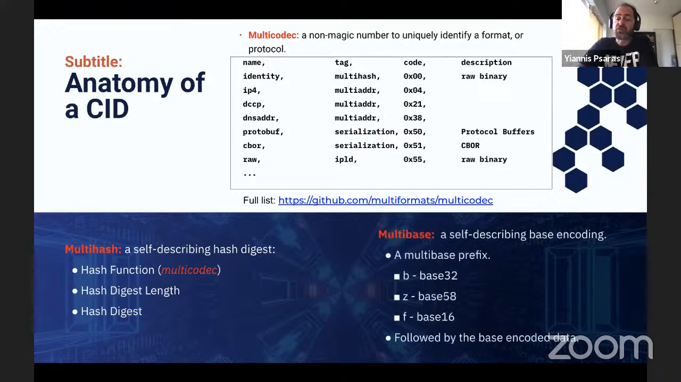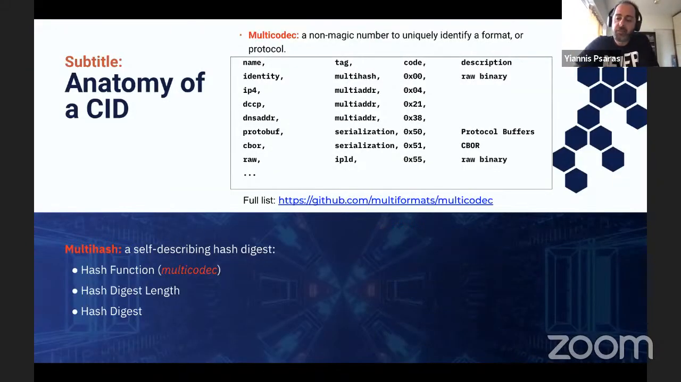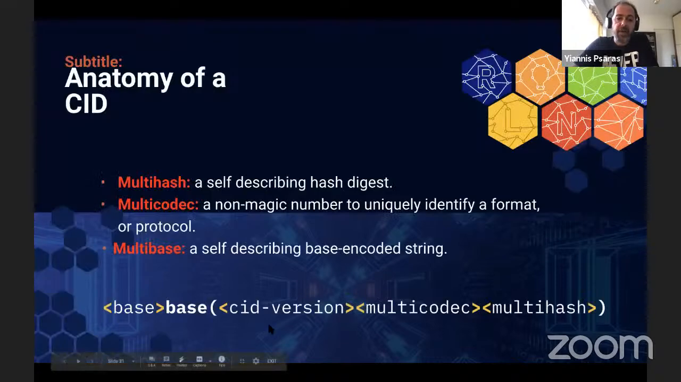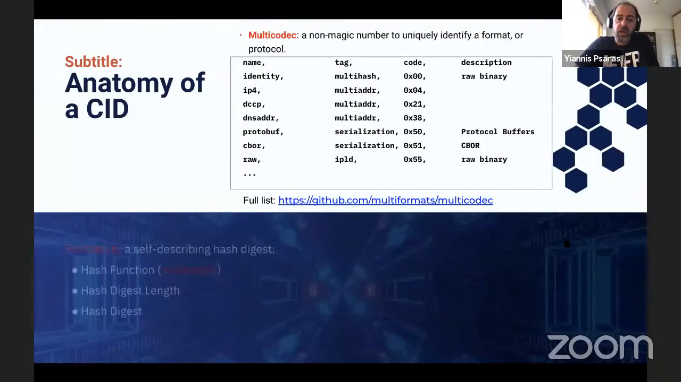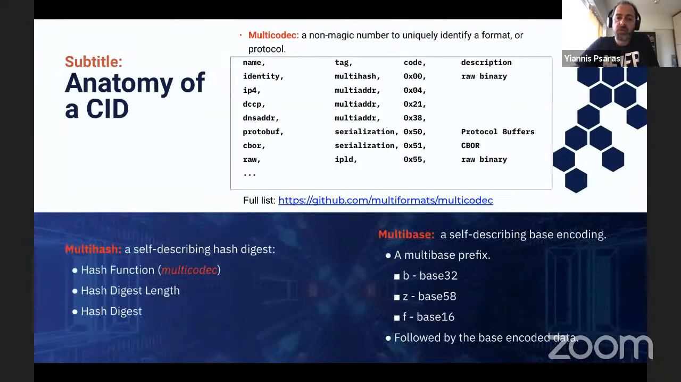Finally, we have multi-base, which is, as I just mentioned, the base encoding. It's basically the multi-base prefix, and then there is the encoded data. And all this forms the CID that we have here. First, we have the base, then the CID version, multi-codec, and the multi-hash. And if we go even further back, we see that it results in something like this, which is the very long string.